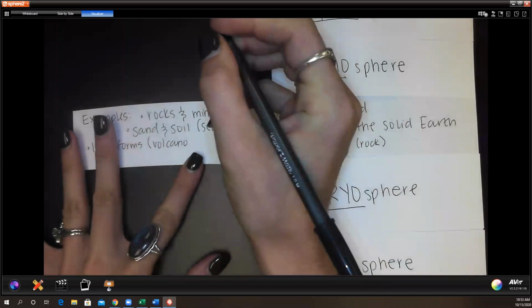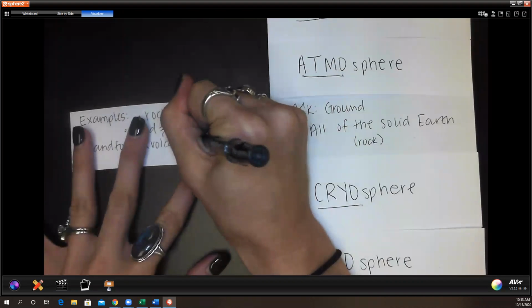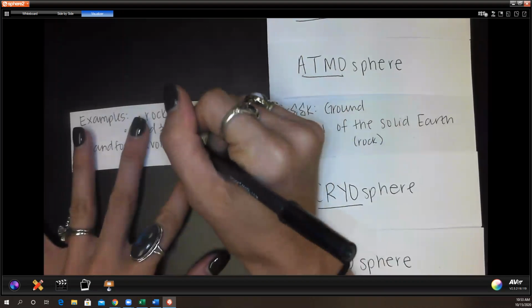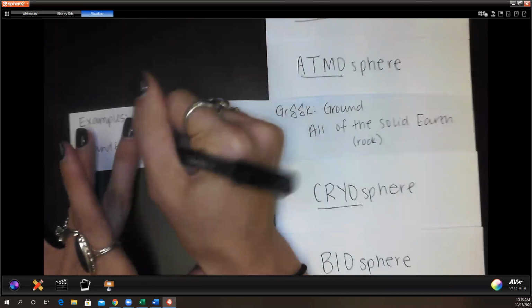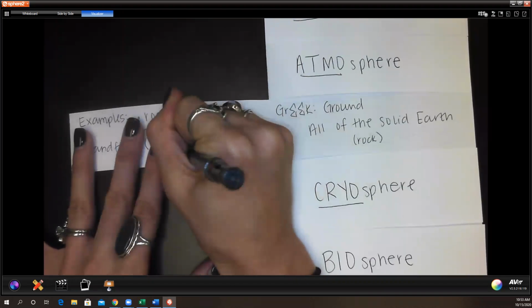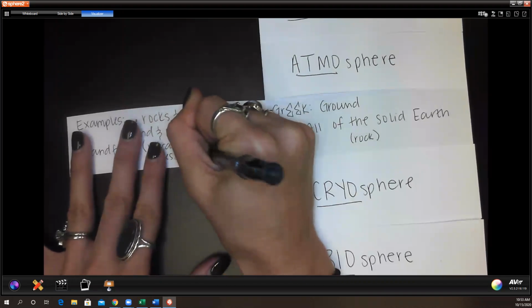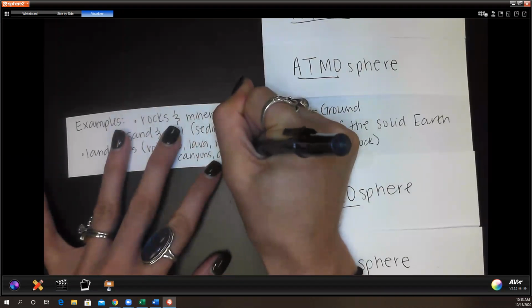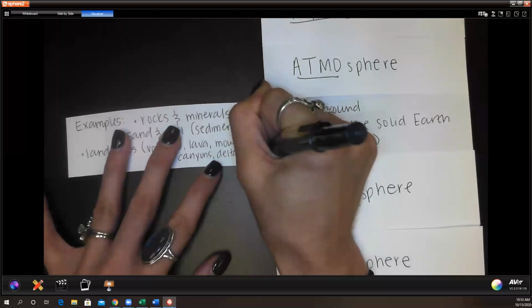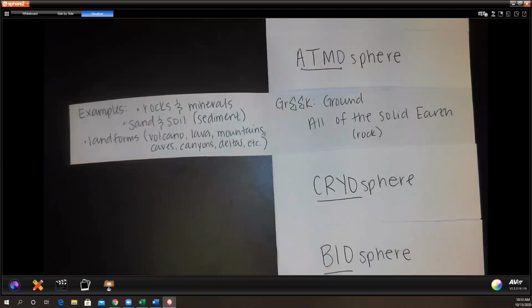Volcanoes or volcano, lava, mountains, caves, canyons, deltas. And we'll just put etc. because there's a lot of different landforms. Does anybody know what a delta is? I don't mean the airline. Yep. I think it's like when rivers split into some place. Yeah, so a delta is a deposit of all that sediment.